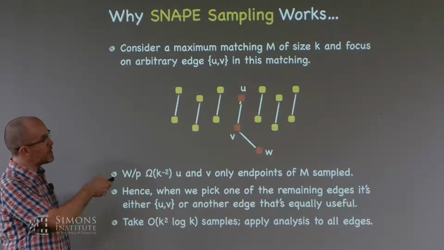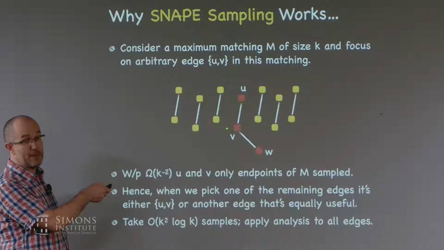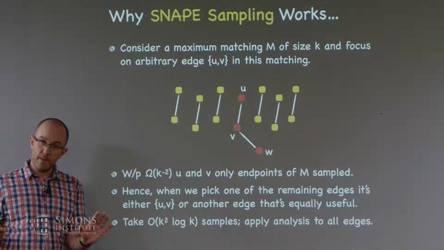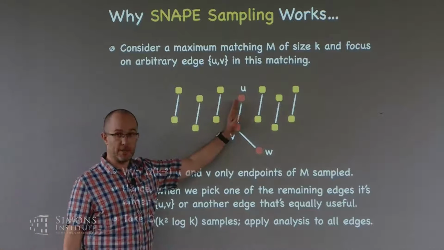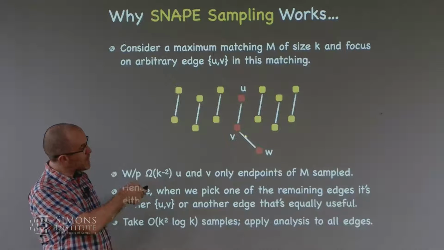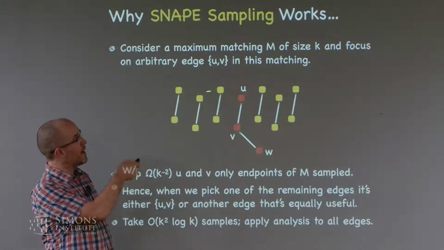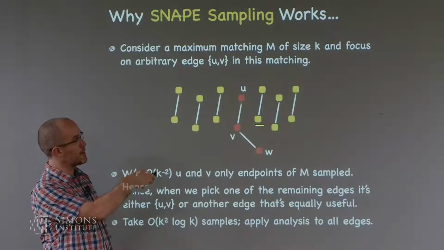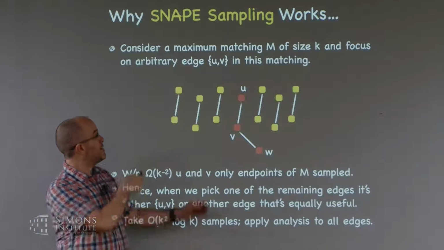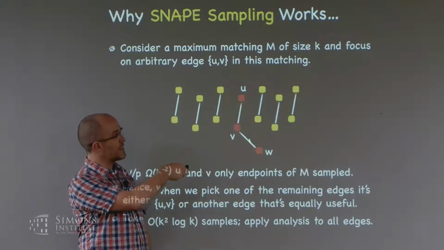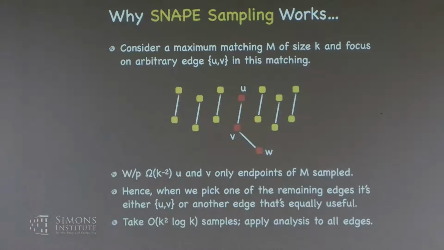So if the edge we return by Snape sampling is UV, we're happy. We've collected an edge from the maximum matching. But we're also happy if we've sampled one of these other edges, because we might have started looking at this specific matching of size 7, but those three edges and this edge, that's another matching of size 7, so we're fine. Again, there are little details we need to be careful about, but that is morally why the result is true.